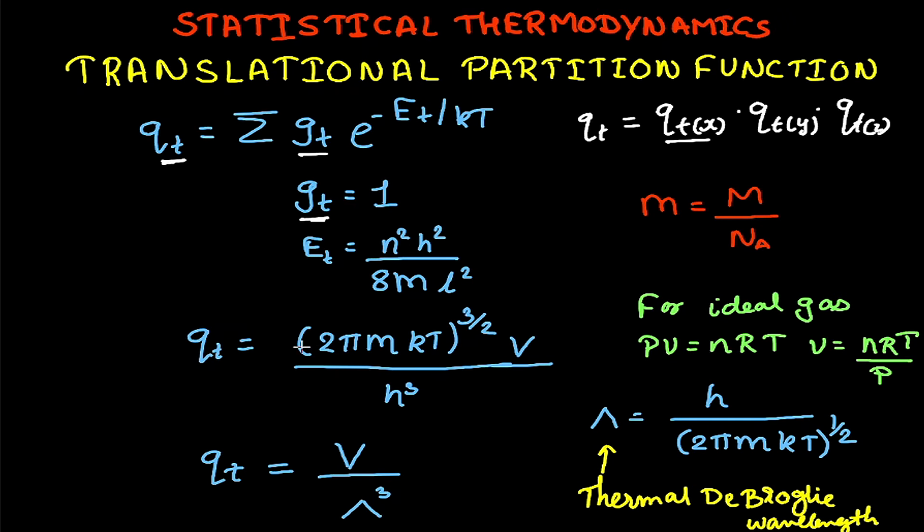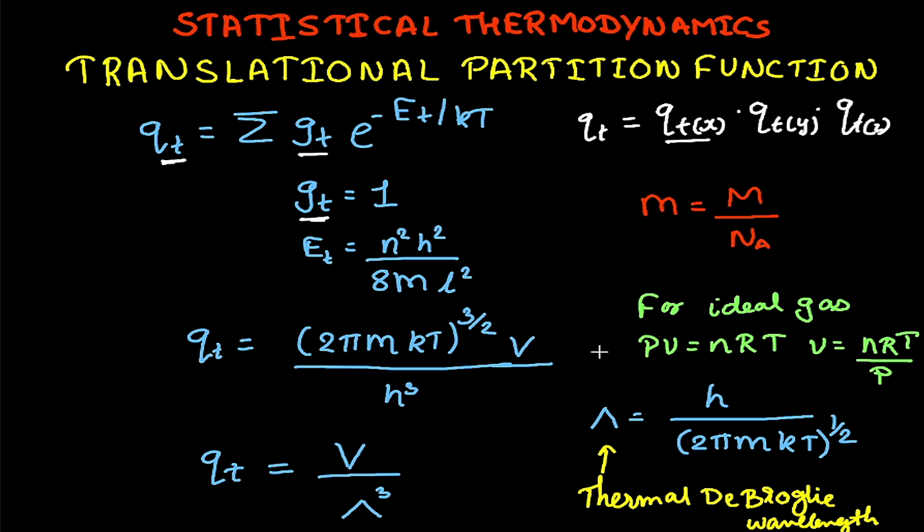Hence the translational partition function will be (2 pi m k T) raised to 3 by 2 times V upon h cubed, where again m is the mass, k is the Boltzmann constant, T is the temperature, V is the volume, and h is Planck's constant. Taking this numerator into the denominator, we can write capital lambda equal to h upon (2 pi m k T) raised to 1 by 2, and hence q_t is equal to V upon lambda cubed, and this lambda is known as the thermal de Broglie wavelength.